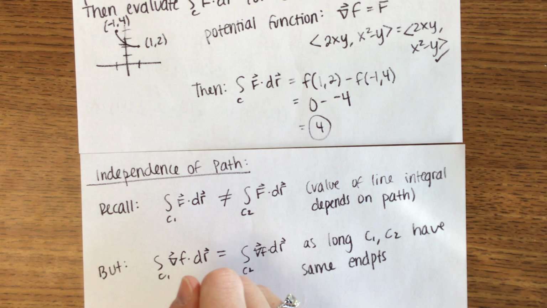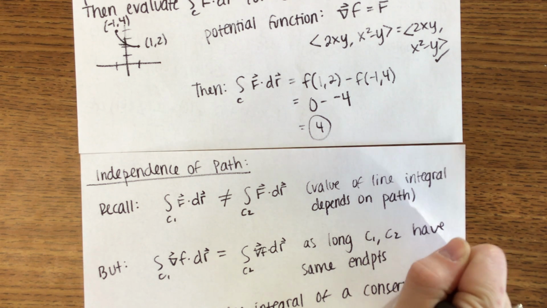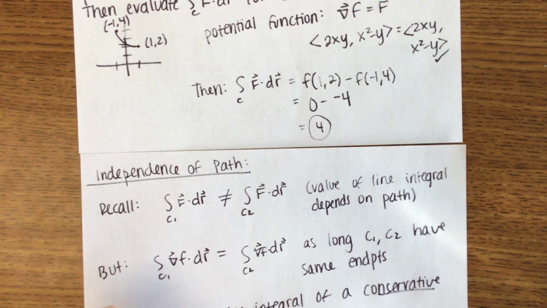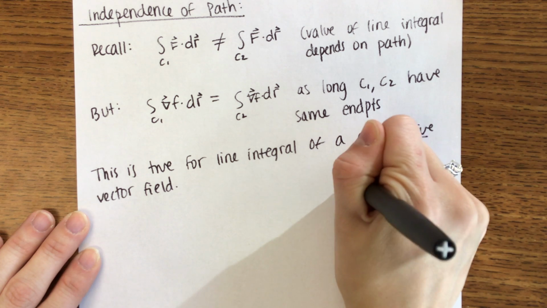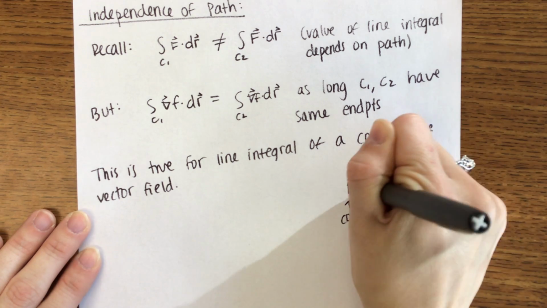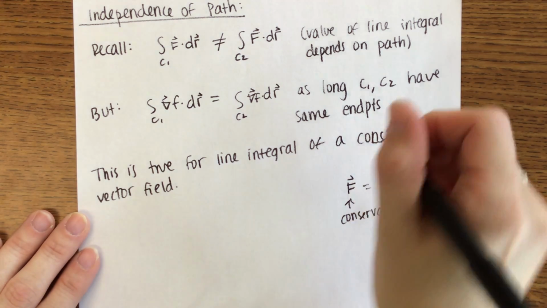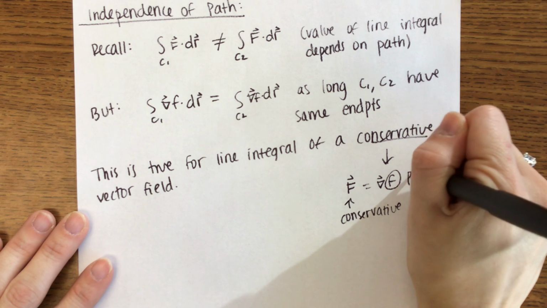This is true for any line integral of a conservative vector field. So it's not any line integral. It has to be a conservative vector field. Again, here's what I mean by conservative. We say that big F is conservative as long as we can find a function little f such that the gradient of little f will give us the vector field. That little f we called the potential function.